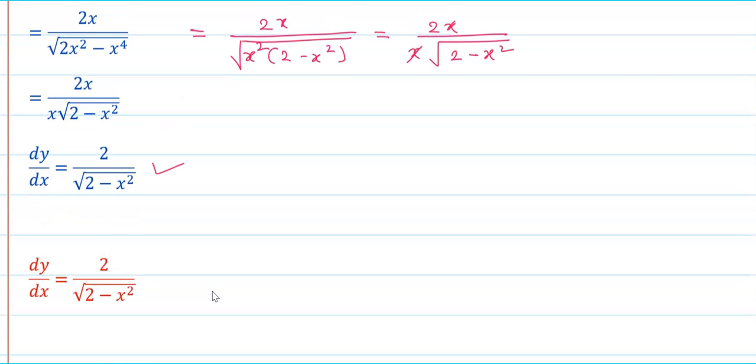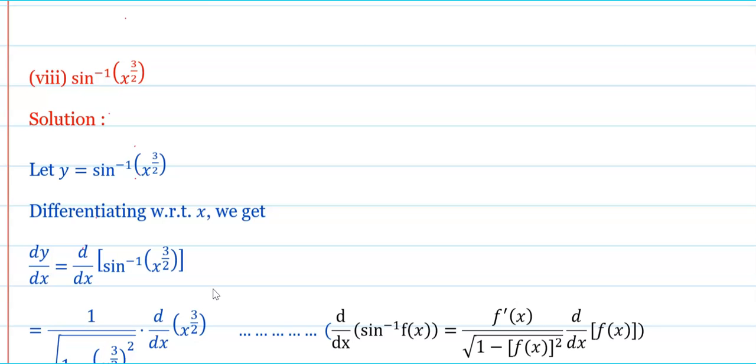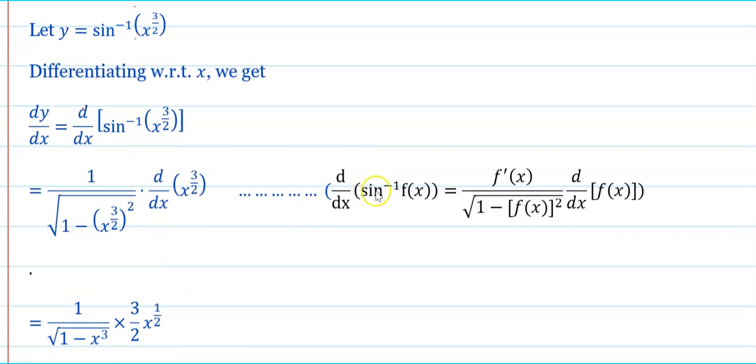Okay. Now the next question. Sine inverse of x raised to 3 by 2. y is equal to sine inverse of x raised to 3 by 2. dy by dx is equal to d/dx of sine inverse of x raised to 3 by 2. Again, the d/dx of sine inverse of f(x) is equal to, okay, this is the 1 upon the square root of 1 minus (x raised to 3 by 2) in a bracket squared. Similarly, f(x) bracket squared, into d/dx of f(x).